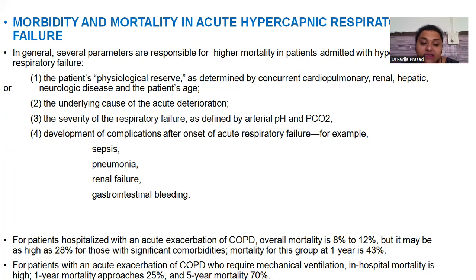For the patient hospitalized with acute exacerbation of COPD, overall mortality is 8% to 12%, but it may be as high as 28% for those with significant comorbidities. Mortality for this group at 1 year is 43%. For the patient with an acute exacerbation of COPD who requires mechanical ventilation, in-hospital mortality is higher. 1 year mortality approaches 25% and 5-year mortality is 70%.